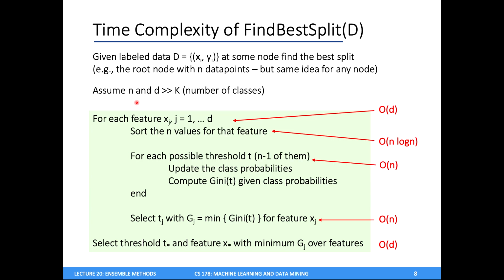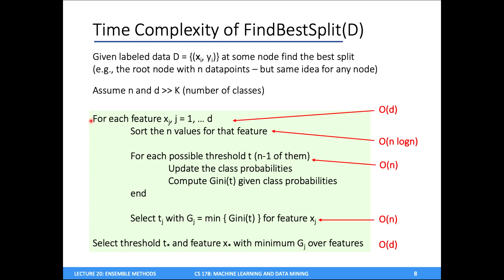Okay, so let's think about the time complexity of this find best split step. Really, this is the expensive part of our algorithm, so we can analyze this and pretend everything else is cheap enough. We're going to assume here that the number of data points we have is n, and the number of features we have is d. Both of these are much, much larger than the number of classes we're considering in our data set. So anything on the order of capital K here, I'm just going to essentially disregard.